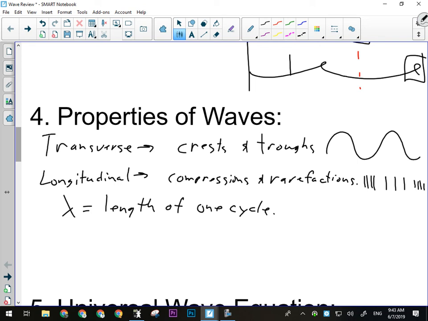Emily? Sound. Sound's about the only one we've gone over. There are earthquake waves that are also longitudinal, but we didn't really talk about them. Sound's the most common longitudinal wave.